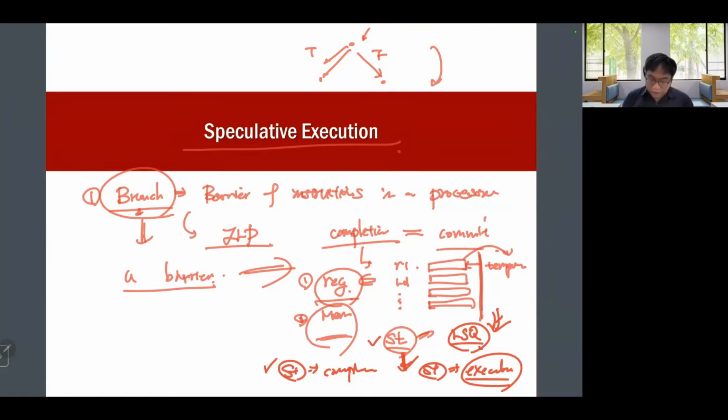So we need to classify the architectural register file. Also, we need to distinguish the architectural register file. I explained about the architectural memory.